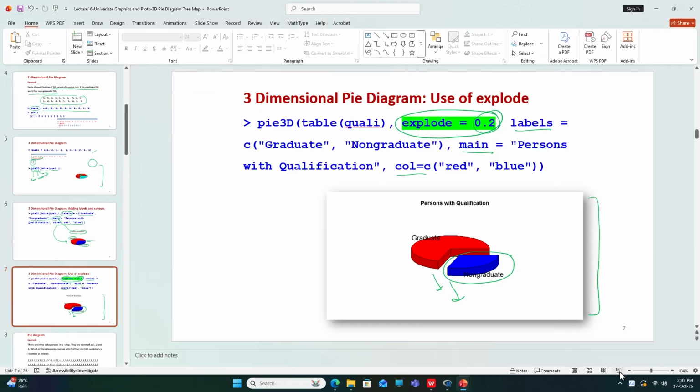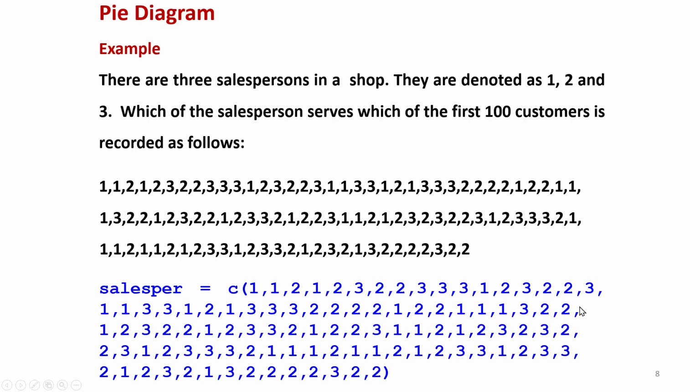So you can see it's not difficult to create such graphics. Now let me take one more example, the same example that we considered earlier, where 100 customers visit a shop and there are 3 salespersons who attend them. So this data is like that, let's say the first 2 values, 1, 1, indicate that the first 2 customers were attended by salesperson 1. The next value is 2, so this customer was attended by salesperson 2, and so on. And this data has been stored in a data vector salesper, right?